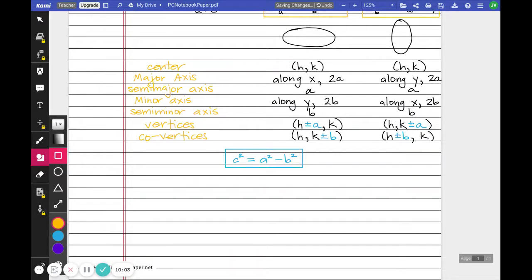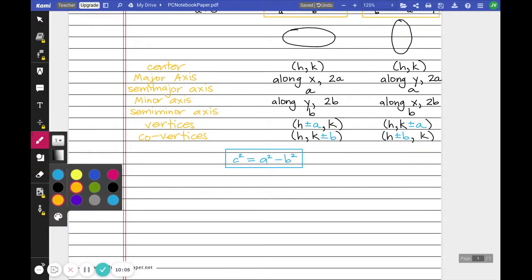My foci live c away from the center. And they live on the major axis. So if I'm talking about a horizontal ellipse, like this first example, I'm going to add and subtract c from that center coordinate. Same thing here, except it just happens to be k.